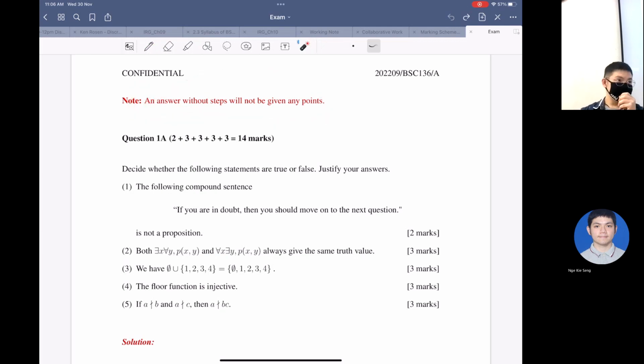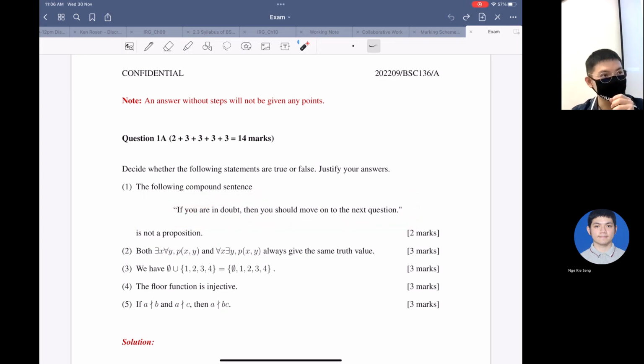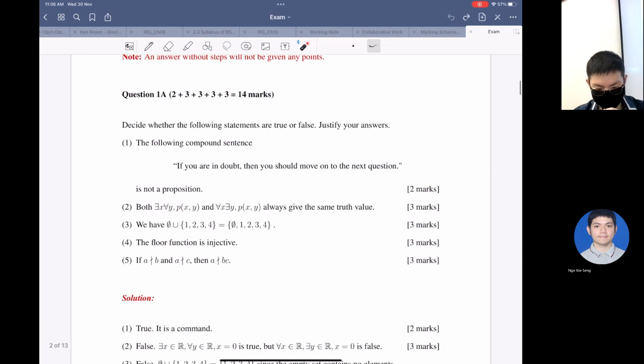So first, if you are in doubt, then you should move on to the next question. I said that this is not a proposition. This is a command, so it's not a proposition. So the statement is true, it's not a proposition. Actually, for this question I already hinted that you shouldn't stop at a question too long. So just keep moving.